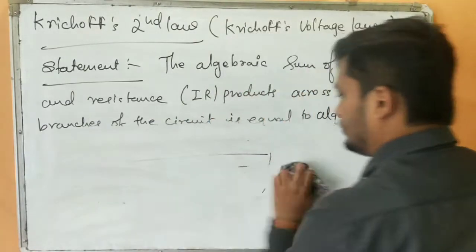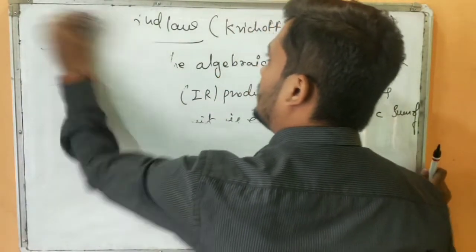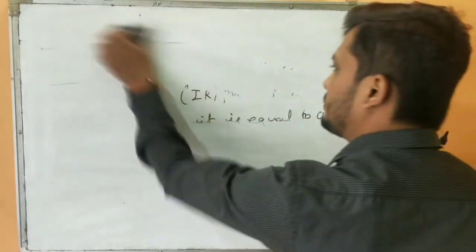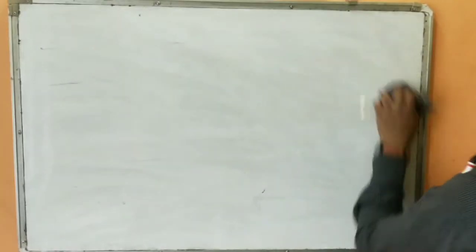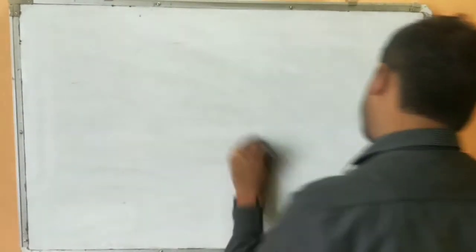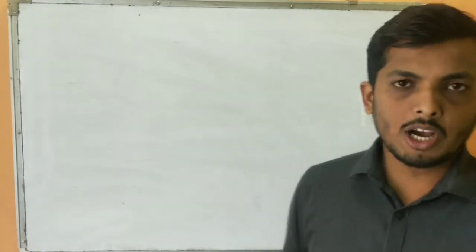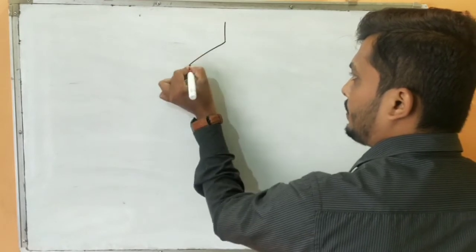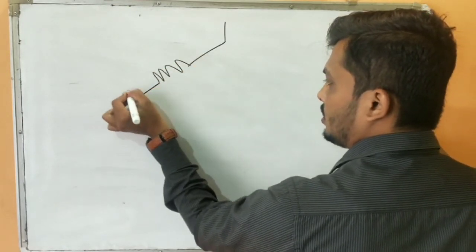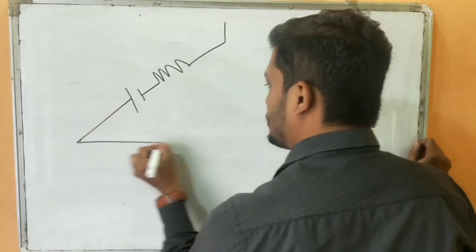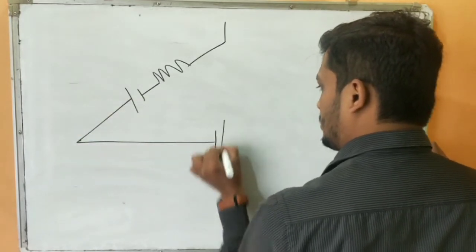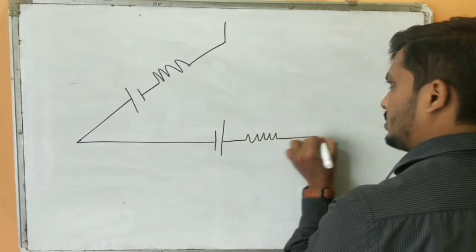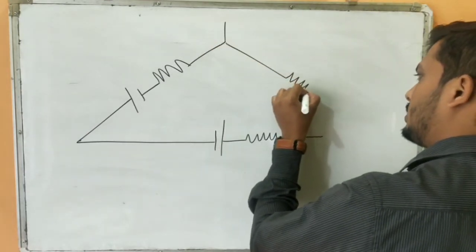I'll erase. Try to understand this. Kirchhoff's voltage law, the second law, is valid for a closed electrical network. So the condition for KVL is that the circuit should be a closed circuit. Suppose I have, we'll draw one circuit diagram. Suppose this is the closed path.